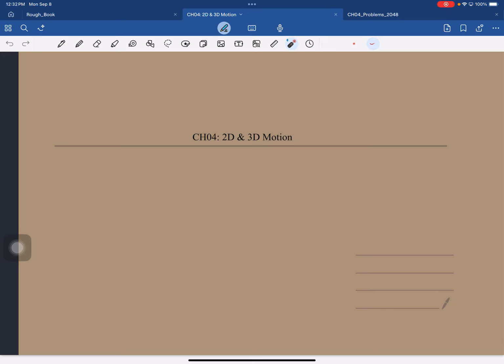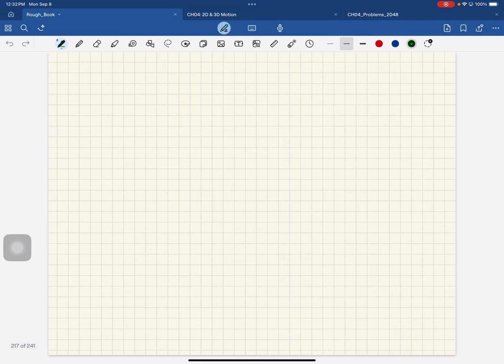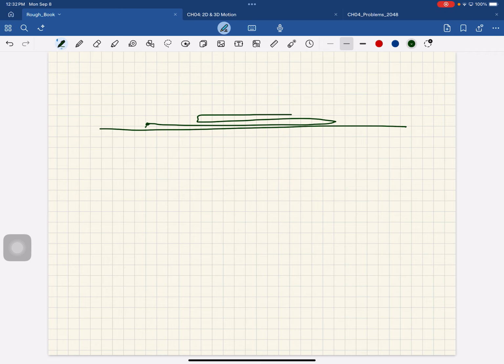All right. So again, we are continuing what we did in the last chapter. We are describing motion, and this subject is called kinematics. In the last chapter, we described the motion of an object in one dimension. An object went back and forth along a straight line, and we described that motion.